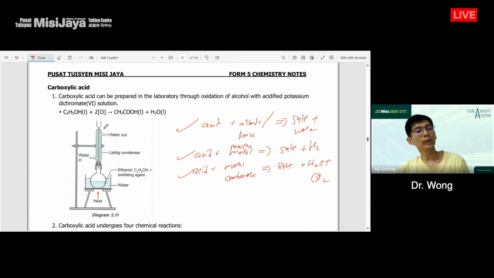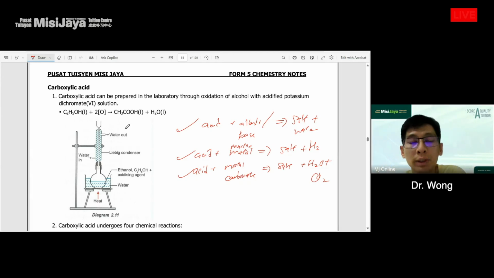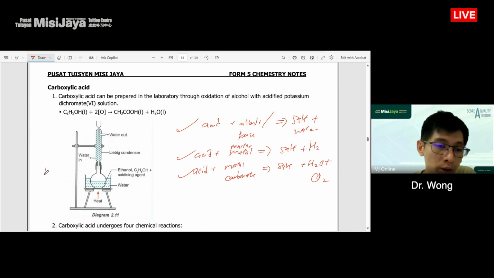Okay. So when you look at this diagram, the process is very similar to the one we learned just now, where water goes in from the bottom and comes out from the top. So here we have ethanol and we have the oxidizing agent. We let it react. So this process is called the reflux method. Okay, reflux.